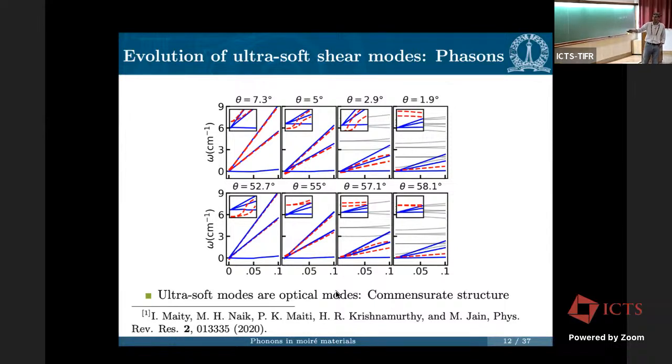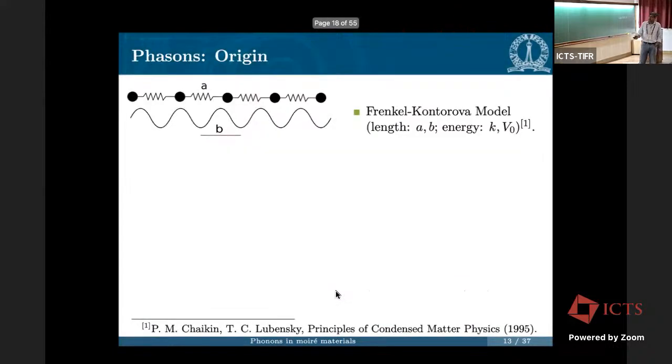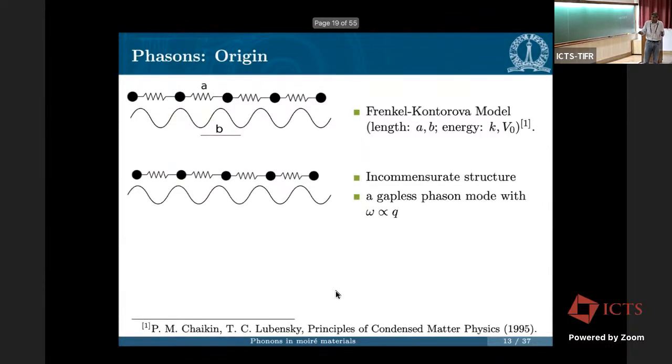So these are ultrasound modes, which are optical modes. At least in how we see it, and this is related to the fact that we've only done commensurate structures. The physics of this is related to the Frenkel-Kontorova kind of model, which is just a simple model where I have a potential with a length scale B, and beads and springs with a length scale A between them. If I make A and B incommensurate, then it is well known that as long as A and B form a truly incommensurate structure, a gapless phason mode will show up at omega equal to 0, which is basically a Goldstone mode.